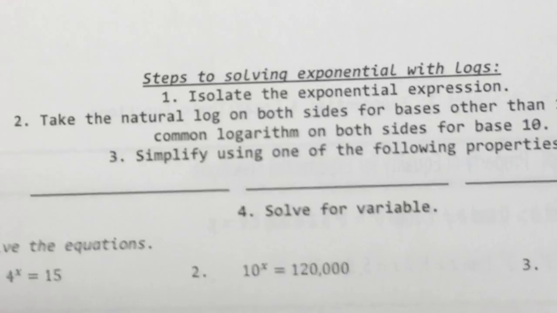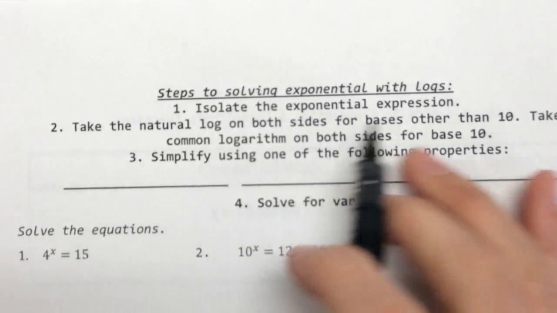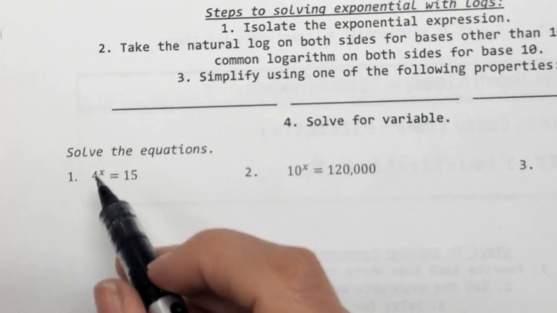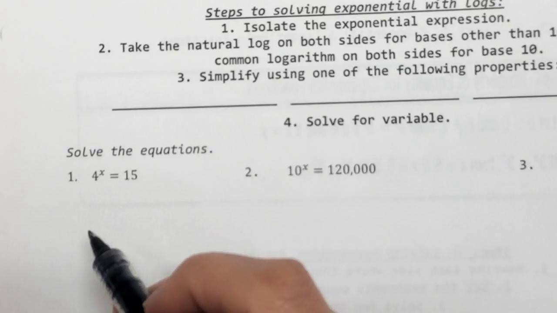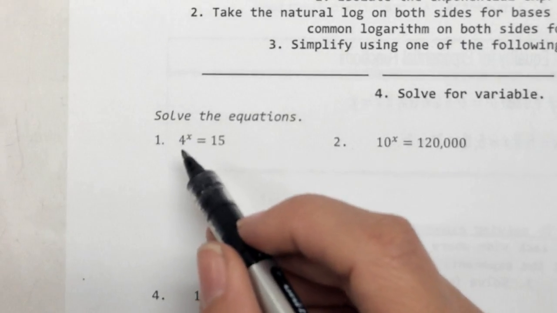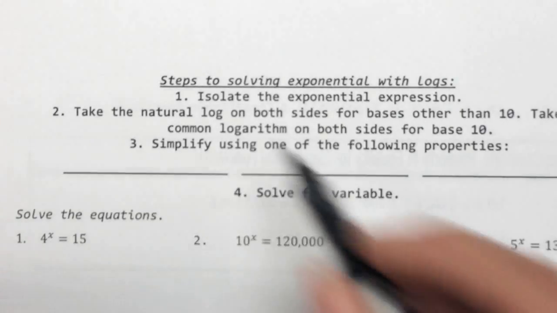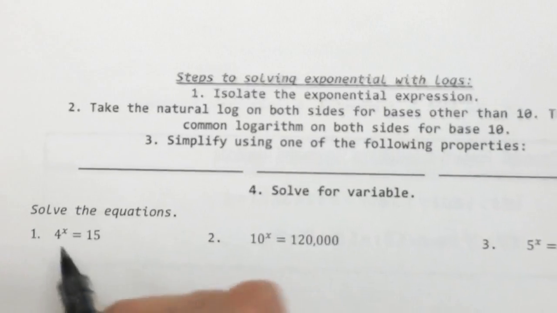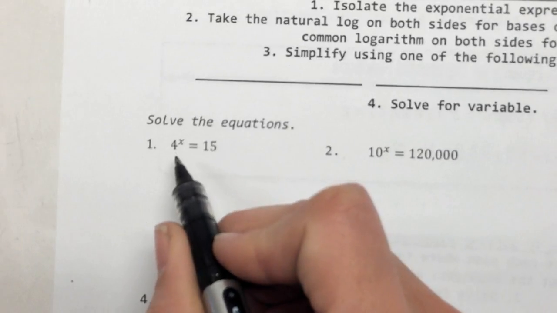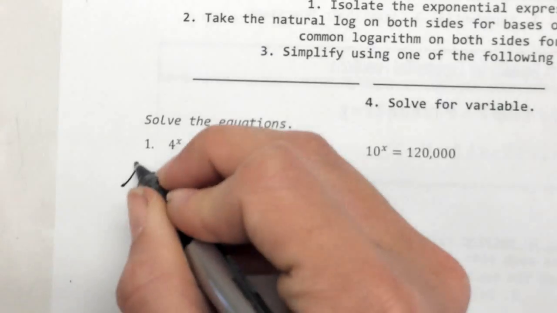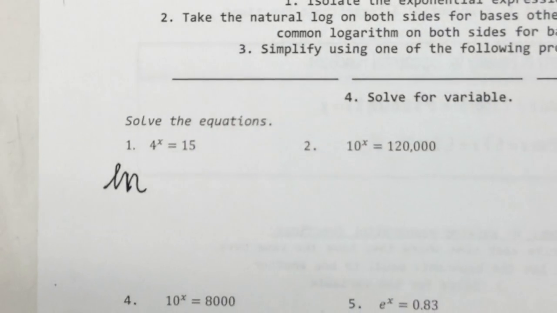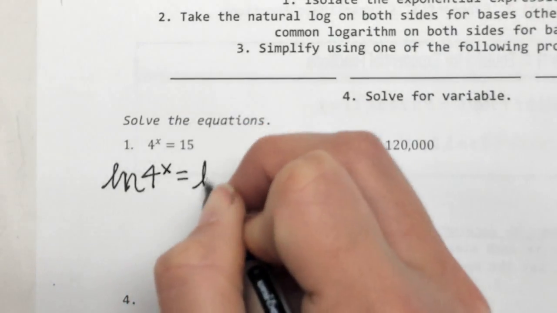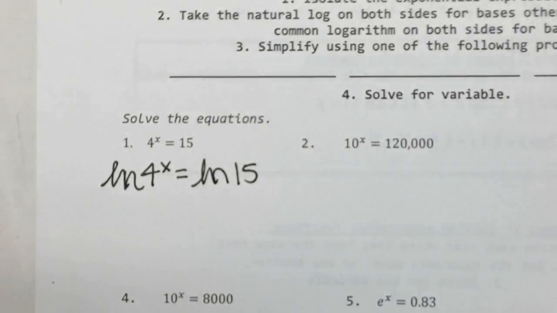So here's the steps. First, we're going to isolate, which means just get by itself, the exponential expression. So right here, the exponential expression is this 4 to the x. Is it isolated by itself? What's beside 4 to the x? Nothing. So it's isolated. Next, we're going to take the natural log on both sides for bases other than 10. This base is what? 4. It's not 10. So we're going to take the natural log of both sides. And natural log is ln. So this would look like ln of 4 to the x equals ln of 15. Taking the natural log of both sides.